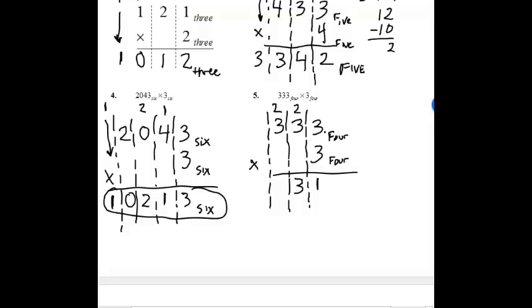Same thing happens again. 3 times 3 is 9, plus 2 is 11. And that goes in twice, with 3 left over. And then finally we drop the final 2 down.